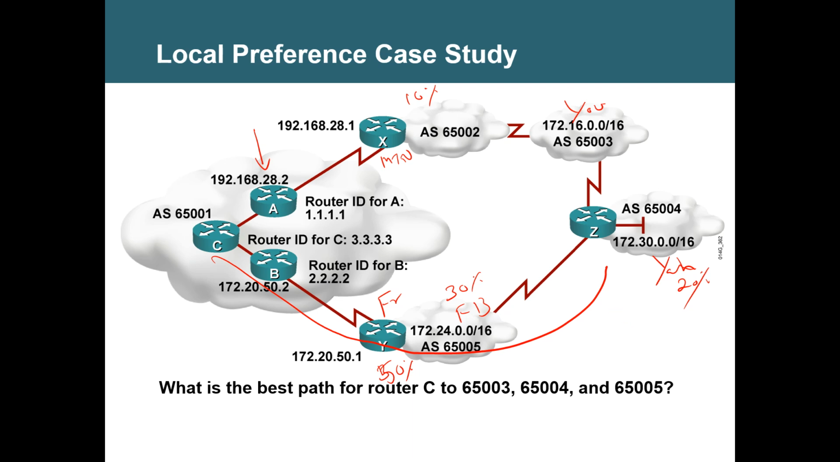After AS path comes origin, code, MED, and so on. We should not think about those attributes. Why? Because here the decisions are made based on AS path. If you want to change it, we need to make changes to an attribute before AS path. So the best attribute to tune is local preference.